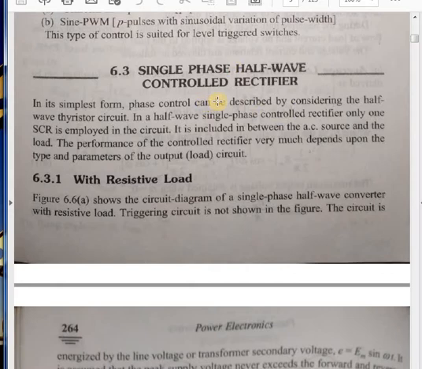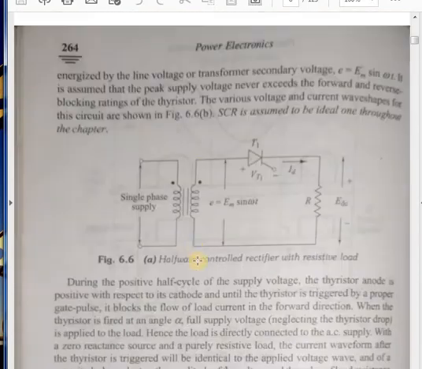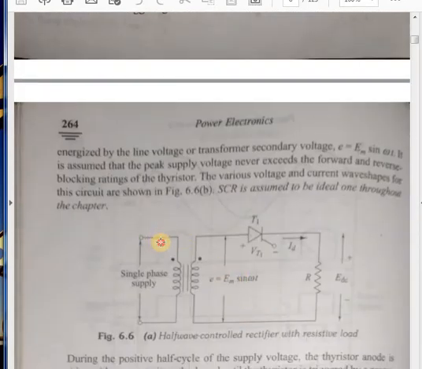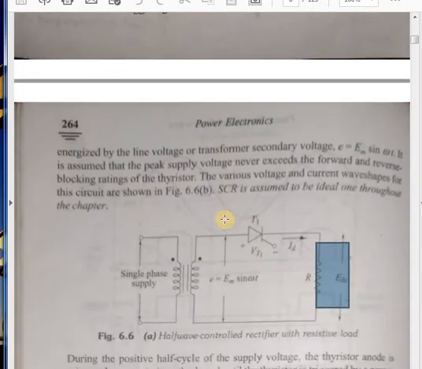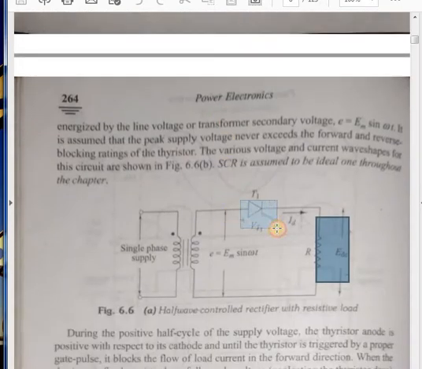So half wave control rectifier with resistive load, wherein with resistive load what we are doing is you are connecting a single phase AC supply to your thyristor. Only one thyristor is being used when you are connecting it for half wave with R load. For the positive half cycle, this thyristor will be conducting, and for the negative half cycle it will get reverse biased and this thyristor won't be conducting.